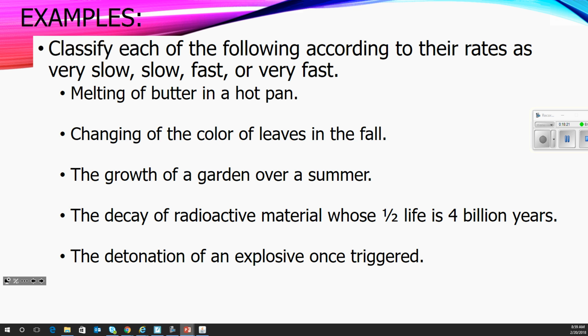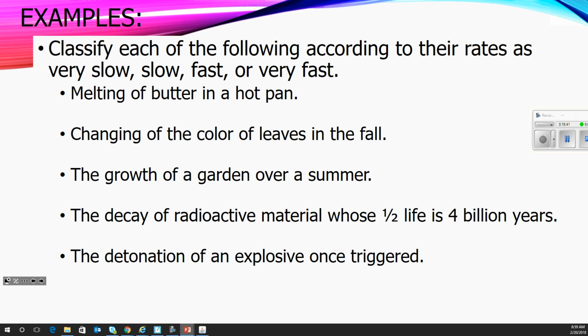So if we talked about melting butter in a hot pan, which would you give as far as their rates? Very slow, slow, fast, or very fast? I hear slow, I hear fast, I hear very slow. Okay, you're putting it in a hot pan. It's going to be fast. Okay, so go ahead and put fast.